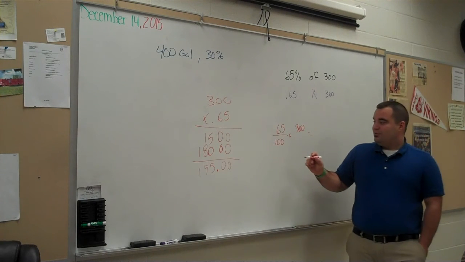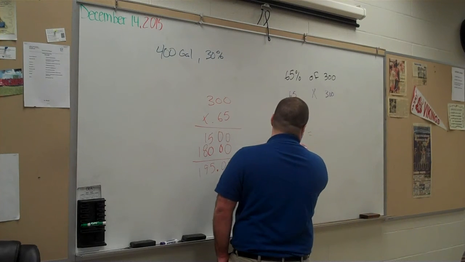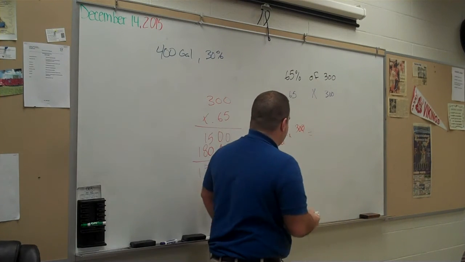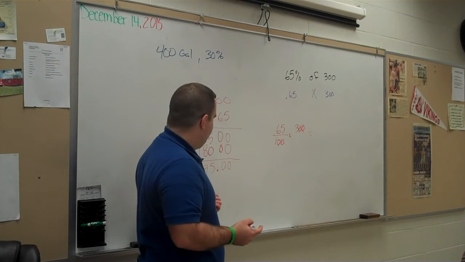If we reduce these zeros out first, it's just 65 times 3 divided by 1. You still get 195.